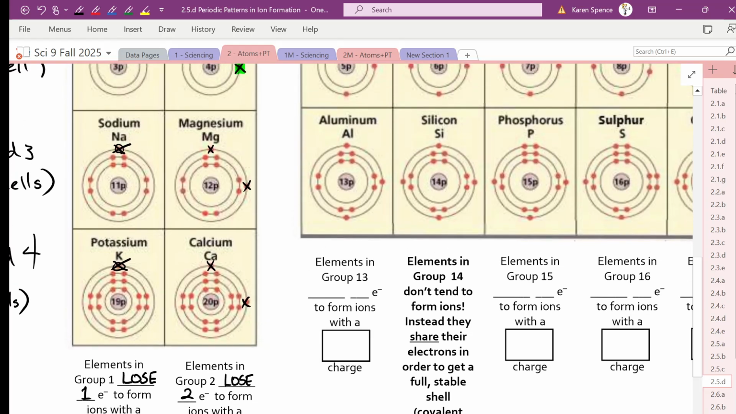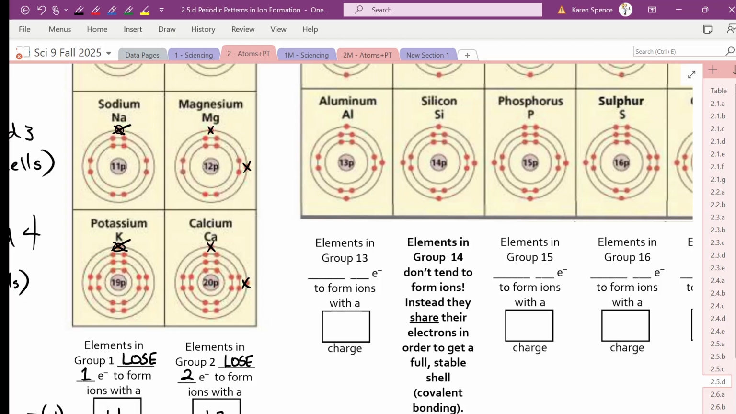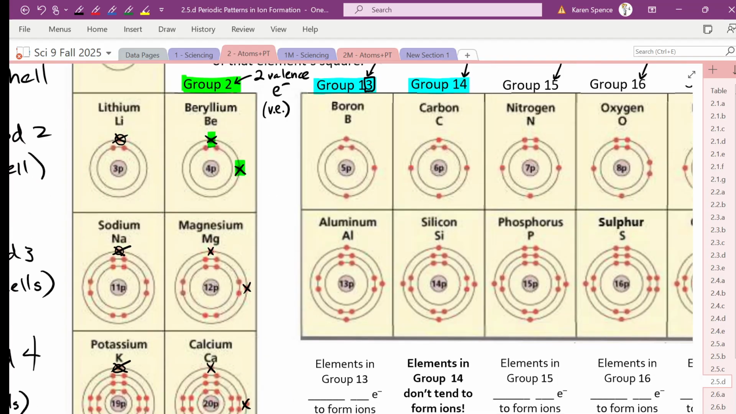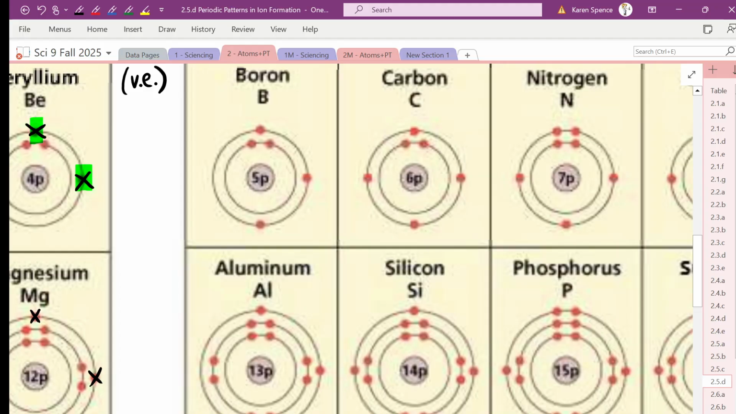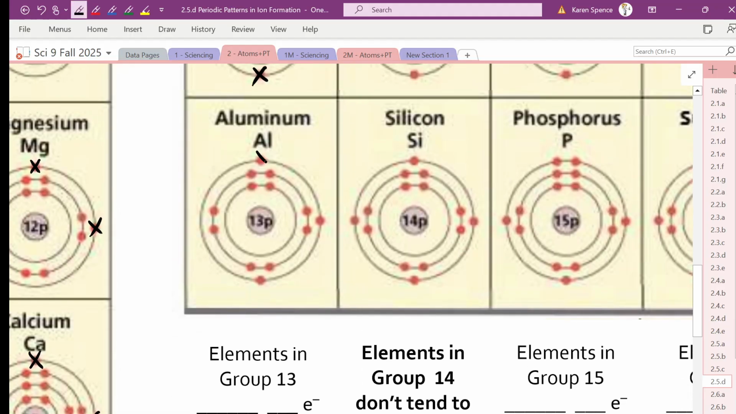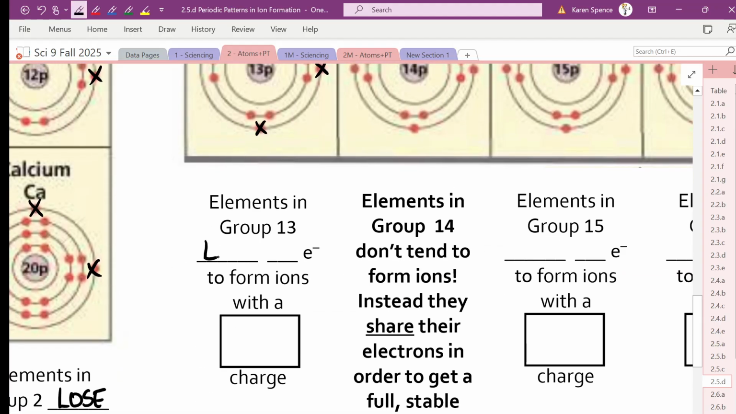Elements in group 13. Remember, group 13, how many valence electrons? 3. Okay, 3 valence electrons. So will they want to lose or gain? They will want to lose 3 electrons. 1, 2, 3. They're going to lose 3. And if we lose -3, what do we get? +3.